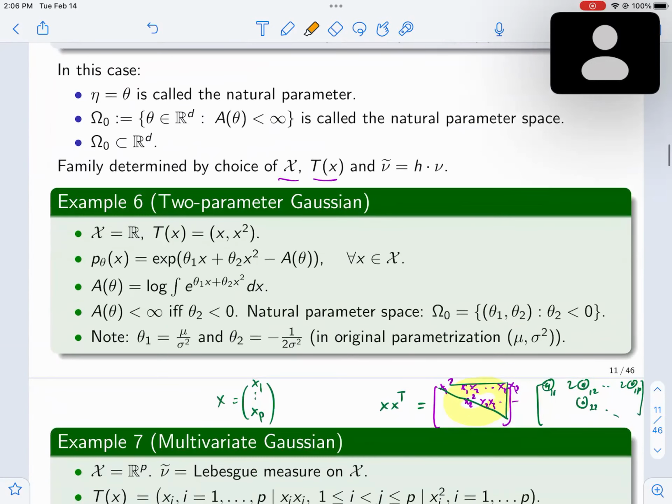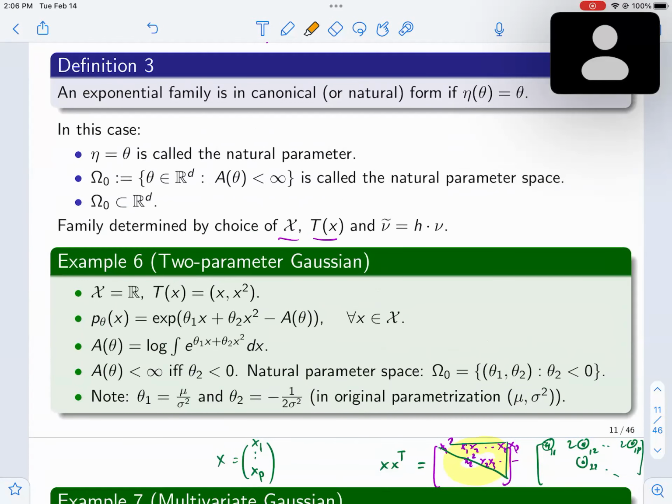And so, for example, we saw that if you take X to be R, T of x to be x and x squared, then if the underlying measure is the Lebesgue measure, this canonical family would be the two-parameter Gaussian distribution. Okay, the link between these canonical parameters and the original familiar parameters is via this map.